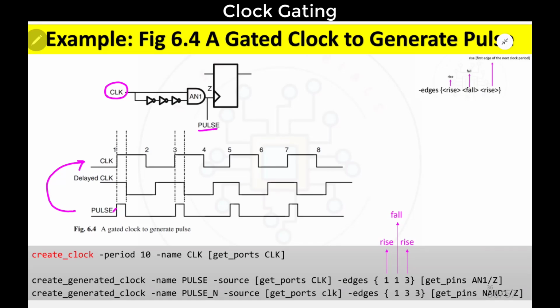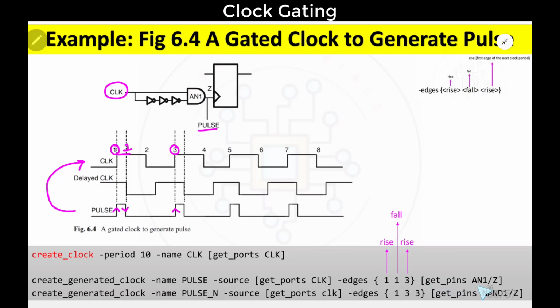Here I am getting one rising edge, here one falling edge, here one rising edge. This rising edge number is 1. This falling edge number, as nothing is there, will obviously also be 1. And this rising edge number is 3. So simply the edges will be 1 1 3. That is what I have written here, 1 1 3 for the edges.